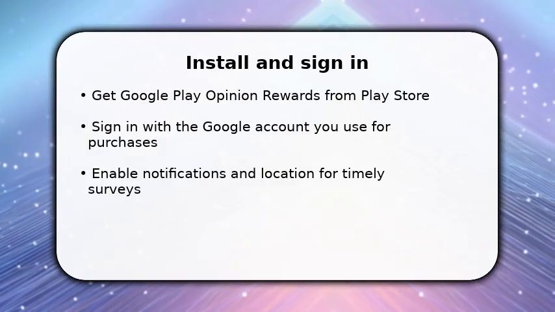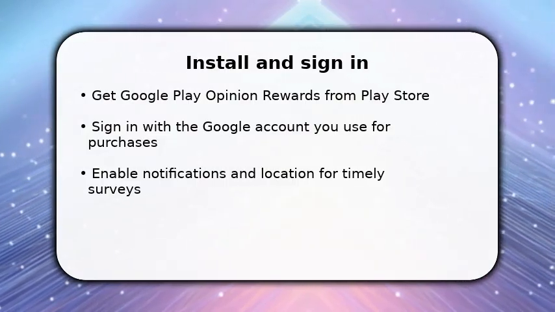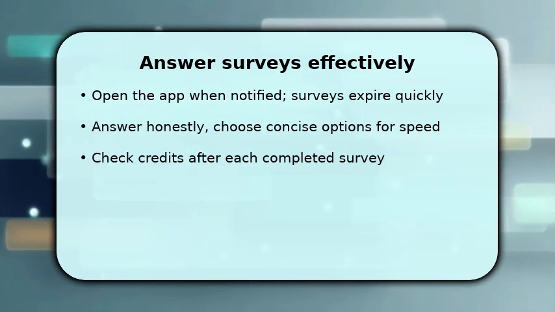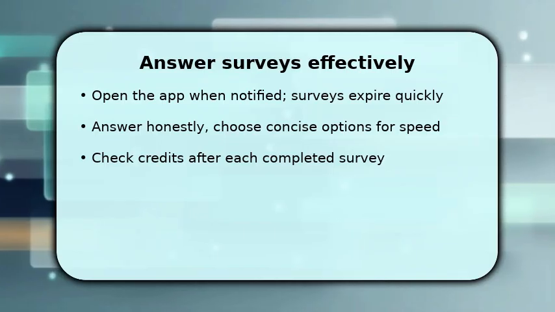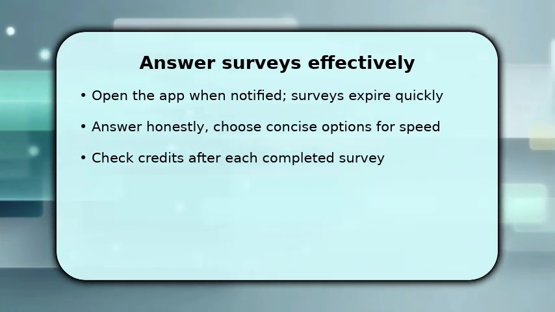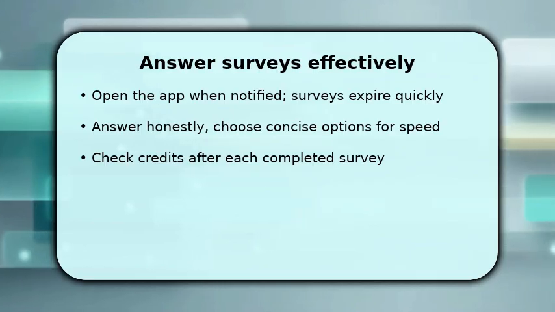After setup, you'll see a confirmation screen. Tap Done and wait for the first short survey to appear. Once you get a notification, open the app and take the survey right away because many expire. You should answer honestly and select concise options. Google values accurate responses over guessing, and that improves future matches. Most surveys are multiple choice or short selections, so move through them clearly but not hastily.